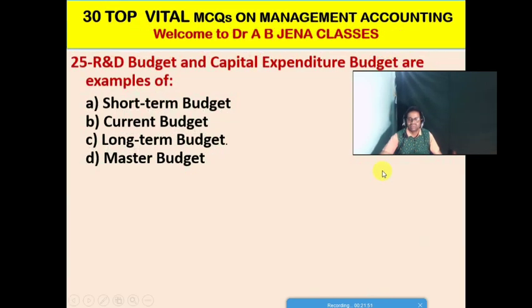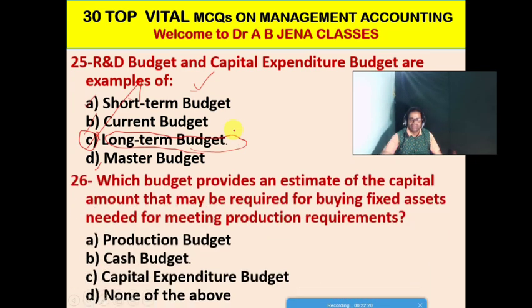So next one MCQ. R&D, I mean the research and development budgets and capital expenditure budgets are the example of which type of budget? A, it's a short-term budget. B, it's current budget. C, it's a long-term budget. D, it's a master budget. Friends, so C is the right option for this MCQ. R&D budgets and the capital expenditure budgets are the example of long-term budgets. Next one MCQ.